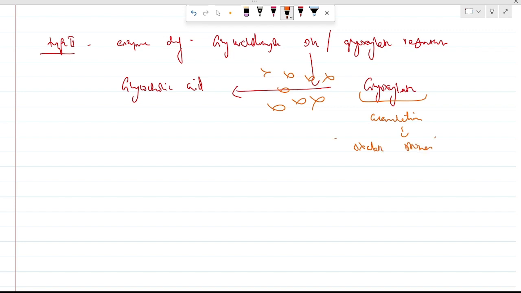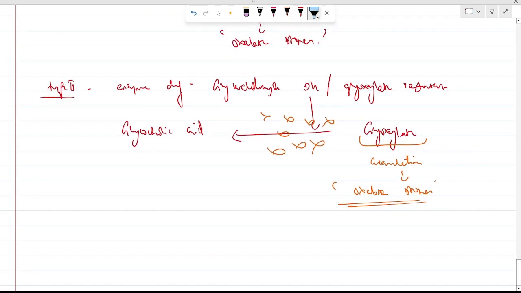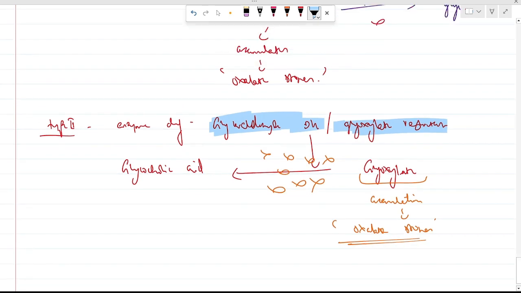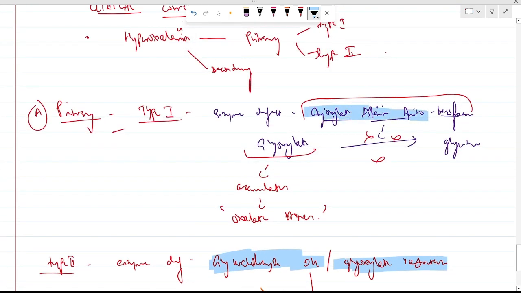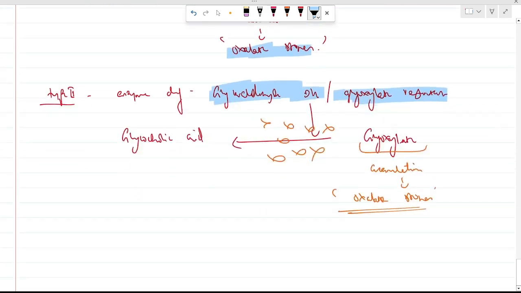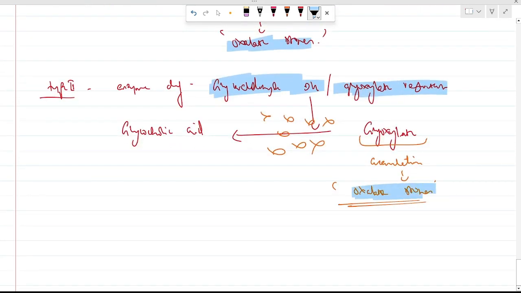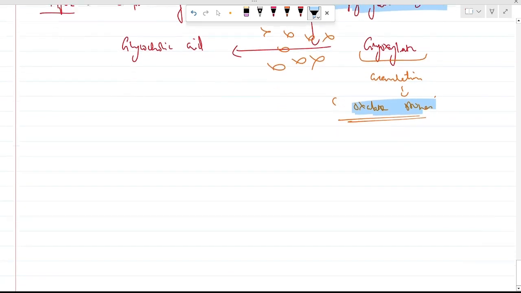So basically in the primary form, oxalate stones are formed due to deficiency of different types of enzymes. Type 2, glyceraldehyde dehydrogenase or glyoxylate reductase; type 1, glyoxylate alanine aminotransferase. Oxalate stones are accumulated in both the forms. This was the primary in which we saw type 1 and type 2. Now moving on to the secondary type.